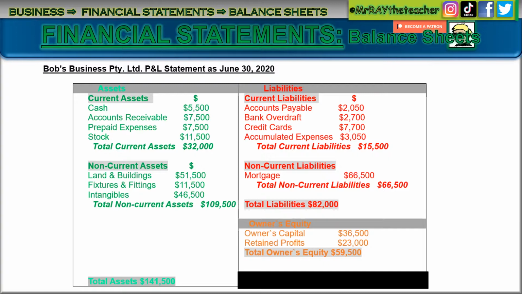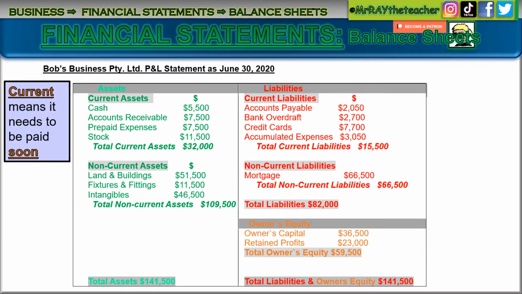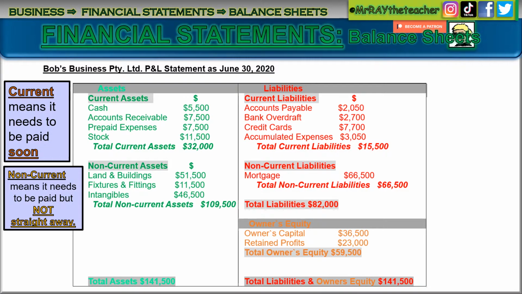Total, just do the math, add it through, and then add the total liabilities. I've just peeled that bottom one down there. And the total of the owner's equity, which is orange. And you got 141,500. No coincidence. It matches the left-hand side. That's why it balances. Current means needs to be paid soon. Non-current means it needs to be paid, but later.